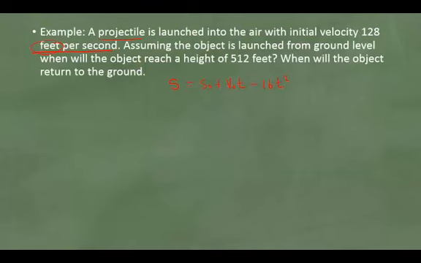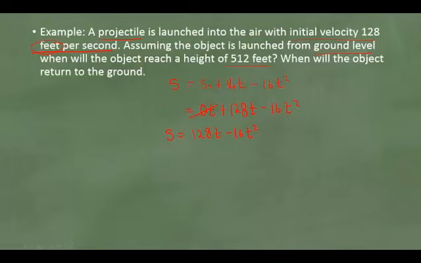Okay. And it says assuming the projectile is launched from ground level, in other words that's our initial height, initial velocity is 128. When will the object reach a height of 512 feet? So this is saying that our initial height is 0. So this is 0 times t plus our initial velocity, 128, times t, minus 16 t squared. So our formula for the height is s is equal to 0, 128 t minus 16 t squared.